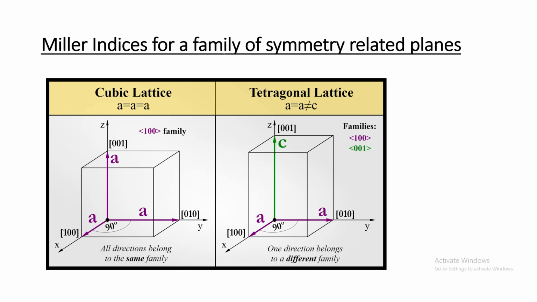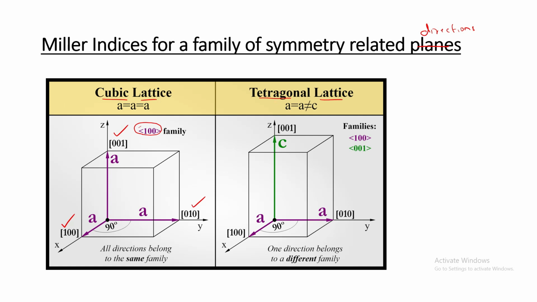Next, you have the Miller indices for a family of symmetry related planes. Here we are making a comparison between cubic lattice and tetragonal lattice. So for a cubic lattice, we have seen several families of directions. You can see that for this family, 1 0 0, 0 1 0 and 0 0 1 all come under one family, that is <1 0 0>. Because the lattice parameters A, B, C are all equivalent, and the angles between them are 90-degree.